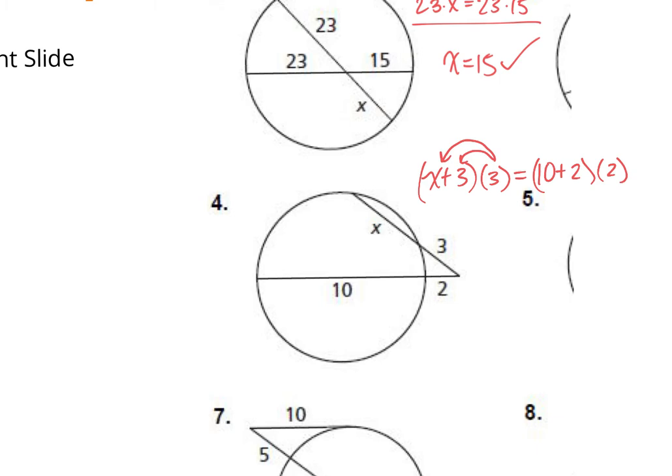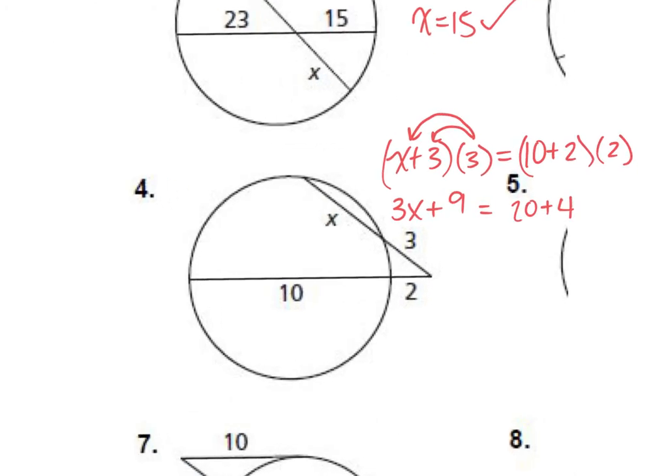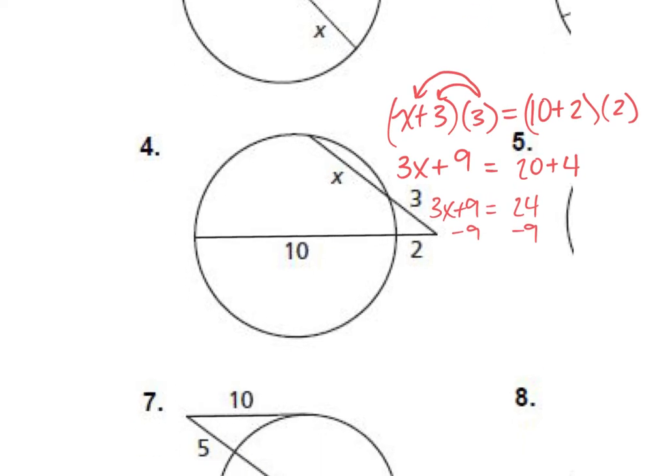It's FOIL? No, it's not. Distribute. It's kind of like FOIL. Yeah, it's distribute. So it would be 3 times x, which is 3x plus 9 equals 22 plus 4. Then you add the 20 and the 4, 24. And then you subtract 9. Keep going.